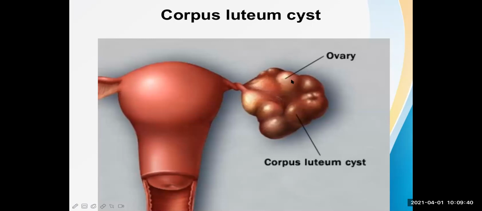Now, there is the ovary, and this is a corpus luteal cyst. This is a schematic diagram again. And see, there's a bit of torsion shown there.